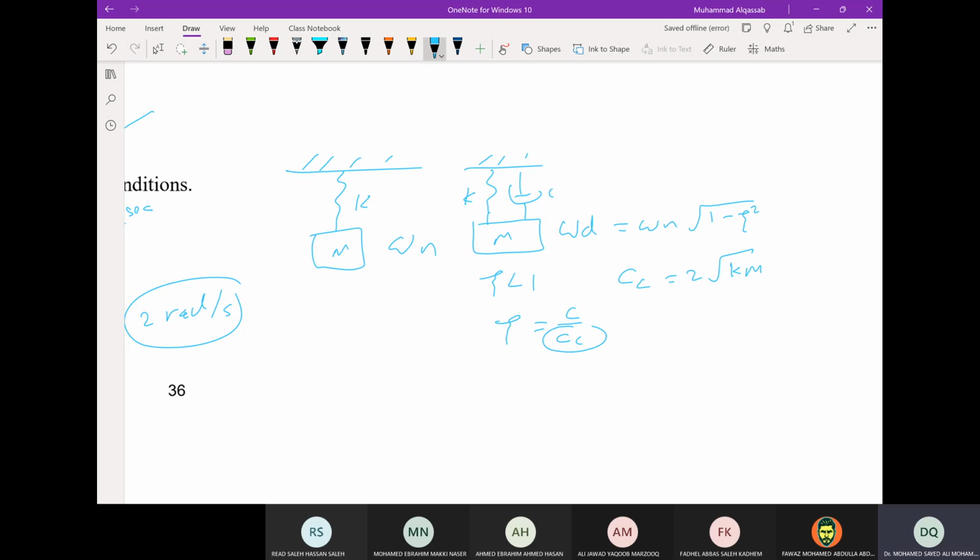So even if it is an undamped system, both have the same Cc. The Cc here and Cc here are the same. The critical damping coefficient for both systems is the same. But C here is 0, so zeta is equal to 0. C here is some value less than Cc and makes zeta less than 1.